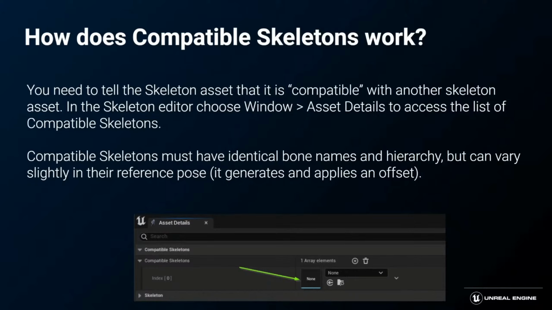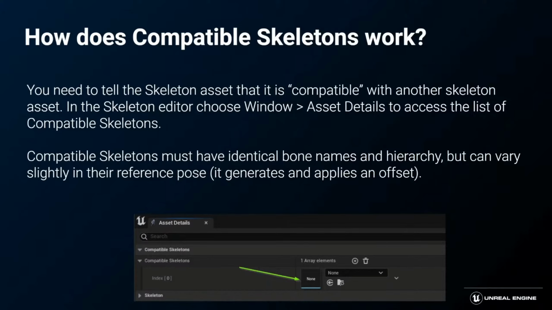It's a different skeleton asset, but with identical bones and hierarchy, right? So you just want to be able to share animations between them. You want to tell Unreal, hey, I know these aren't the same skeleton asset, but they're actually the same skeleton. So just treat them like they're the same, right? And so you can do that now in Unreal Engine 5.